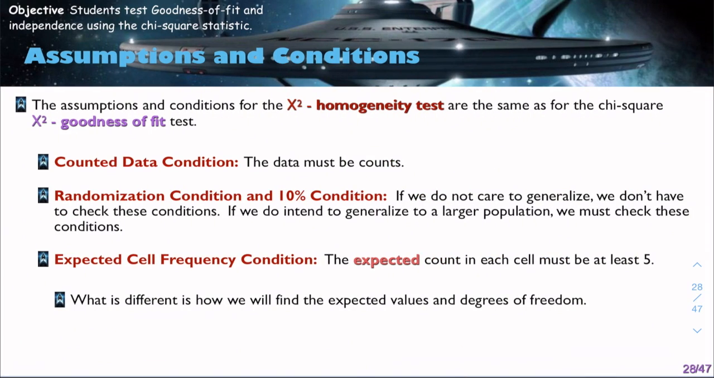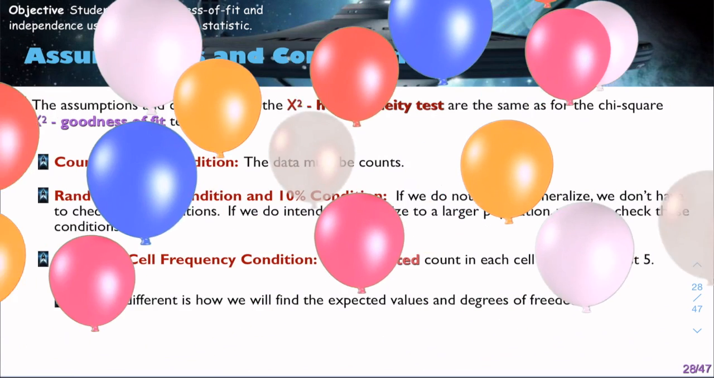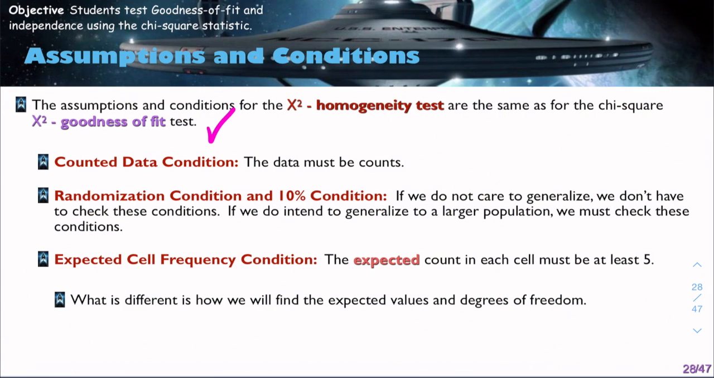Just like we always do when looking at tests, the assumptions and conditions have to be verified. The assumptions and conditions for the chi-squared homogeneity test are the same as for a chi-squared goodness of fit test, which is great. We should celebrate that. We look at the counted data condition, so all of our data must be counts. The randomization and 10% condition is actually a little bit different. If you don't care to generalize, we don't have to check these. But if we do intend to generalize to a larger population, then you must check these conditions.